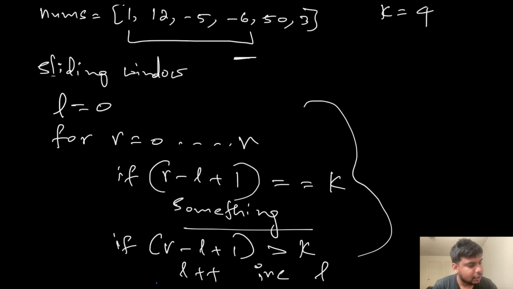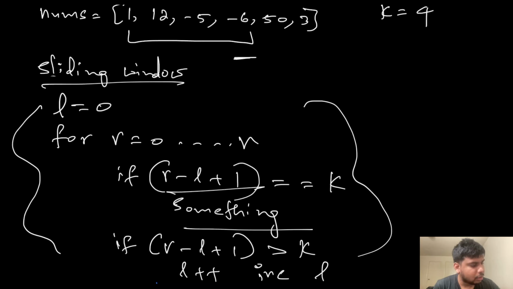So any problem which requires you to do some operation on a window, you use a technique called sliding window, and it usually goes like this, where you find a window and do something with the window, and then if you exceed the size of the window, you just increment the L. So this is how you will solve this. Now let's see how we will specifically solve this problem.